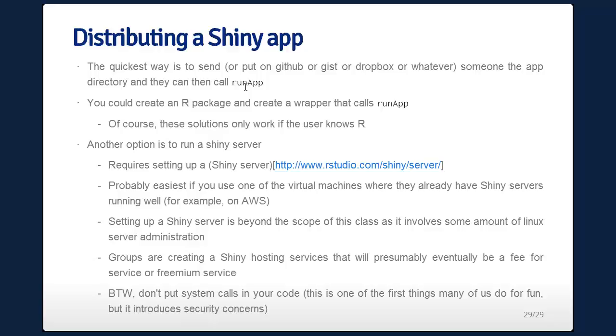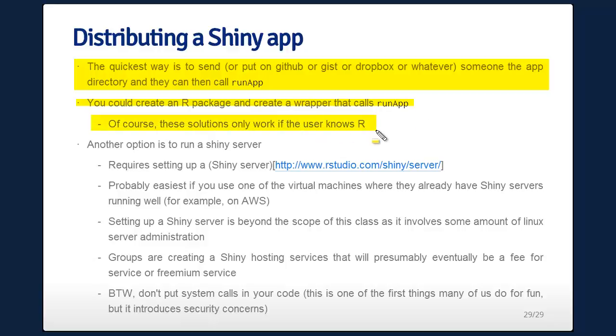But that's a little bit beyond what most people are going to need to do. The quickest way is just to put it on Gist or GitHub or Dropbox or whatever, and send someone the app, and then they can call Run App and run it just like you would in development. That's pretty easy. And if you really want to be fancy, you can create an R package and create a wrapper that calls Run App. But all these solutions, of course, only work if the user that you want to reach knows R. If they don't know R, then this isn't an option.